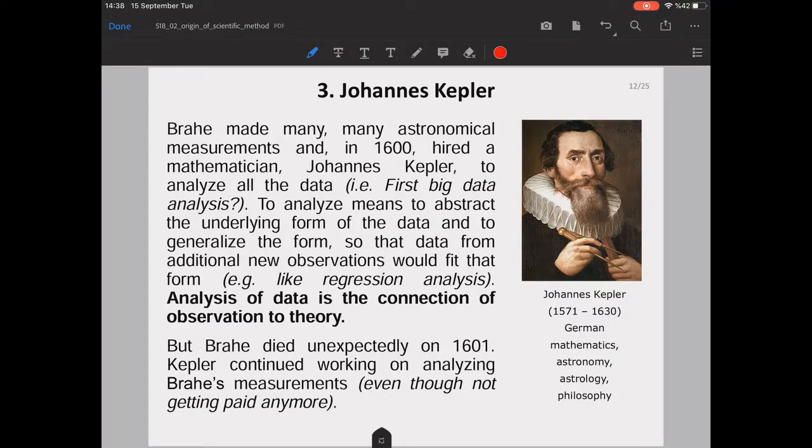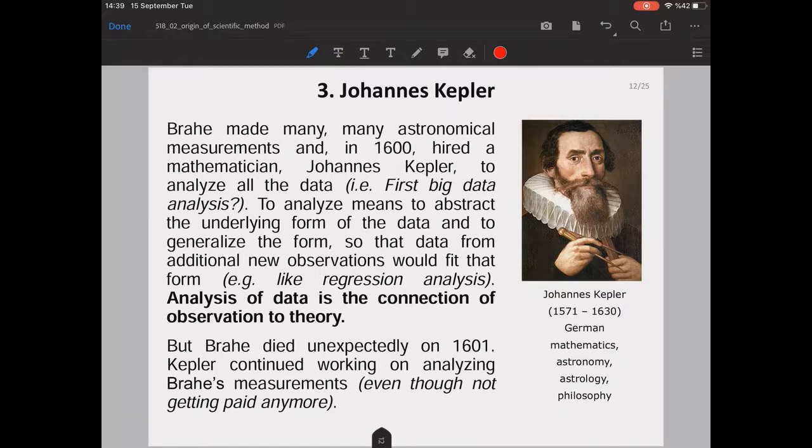To analyze means to abstract the underlying form of the data and to generalize the form so that the data from additional new observations would fit into that form, like an extrapolation or like regression analysis. Analysis of data is the connection of observation to theory.